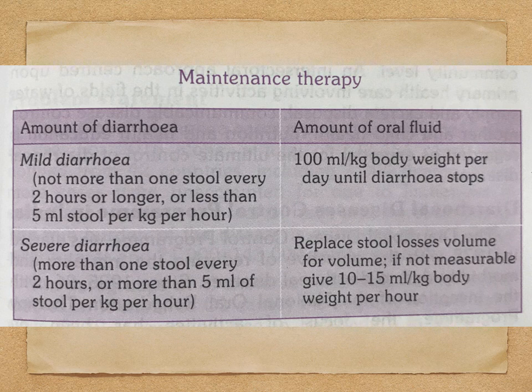And in adults and older children, thirst is an adequate guide for fluid needs, and they can be told to drink as much as they want to satisfy their thirst. The guidelines for maintenance therapy are shown in this table, and the general principle is that the oral fluid intake should equal the rate of continuing stool loss, which should be measured. Diarrhea usually lasts for 1 to 2 days.